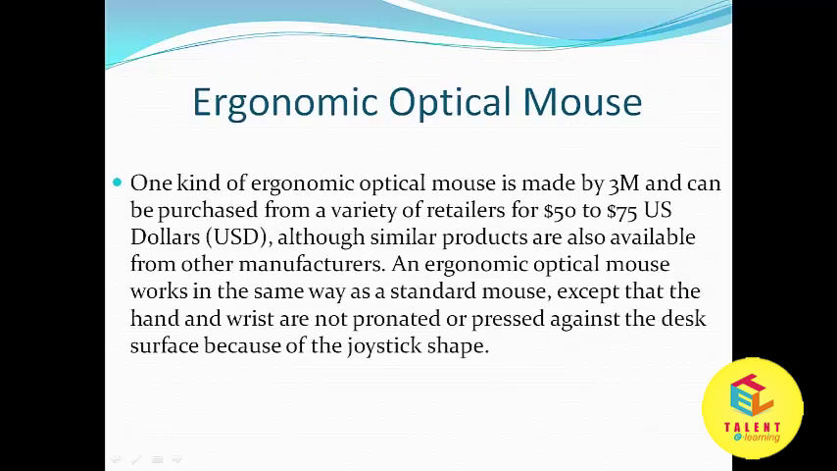Now, ergonomic optical mouse. One kind of ergonomic optical mouse is made by 3M and can be purchased from a variety of retailers for $50 to $75. Although similar products are also available from other manufacturers, an ergonomic optical mouse works in the same way as a standard mouse, except that the hands and wrists are not pronated and pressed against the desk surface because of the joystick shape.